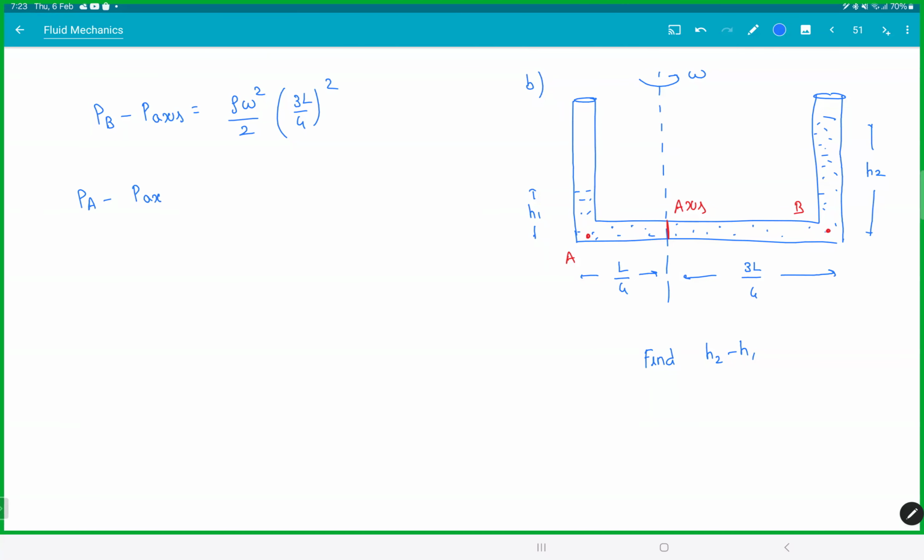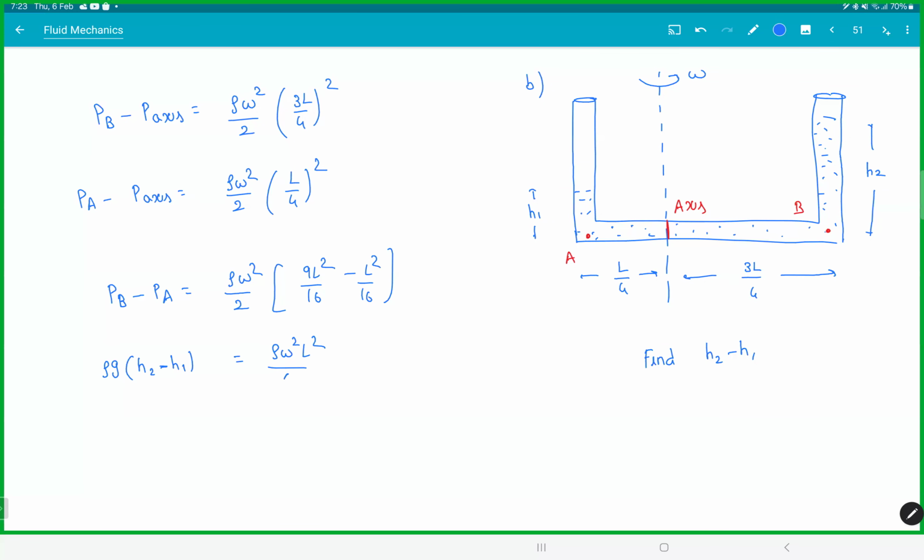PA minus P axis is rho omega square by 2, L by 4 whole square. Subtract them. You'll get PB minus PA is rho omega square by 2, that is 9L square by 16 minus L square by 16. And PB minus PA is rho g (H2 minus H1), that is P naught plus rho g H2 minus P naught plus rho g H1. This is rho omega square L square by 4. So we get H2 minus H1 equals omega square L square by 4g.